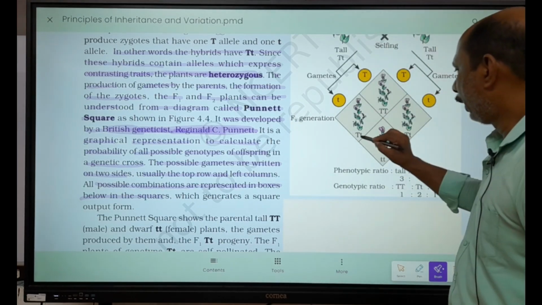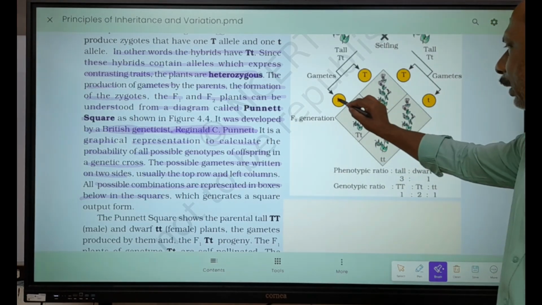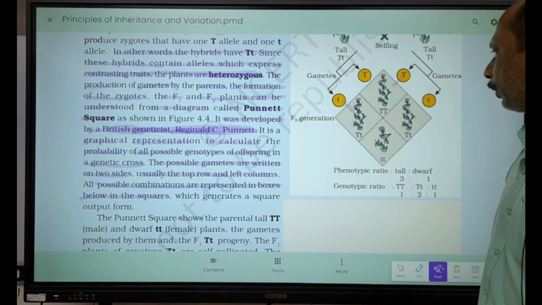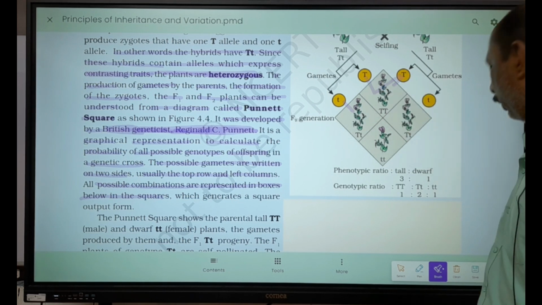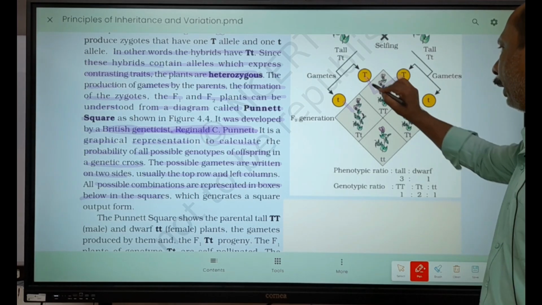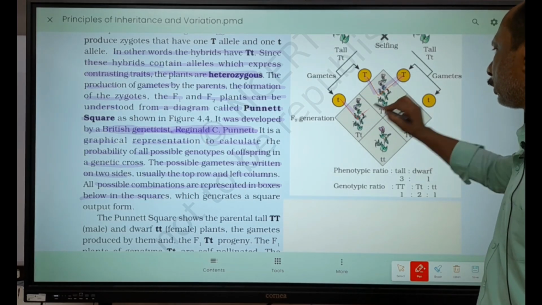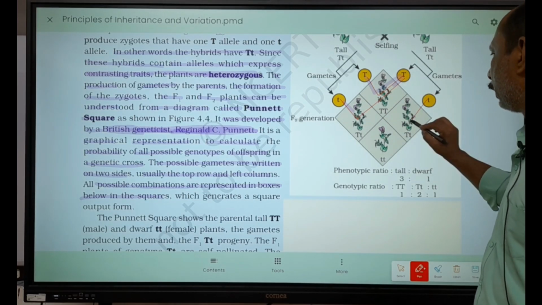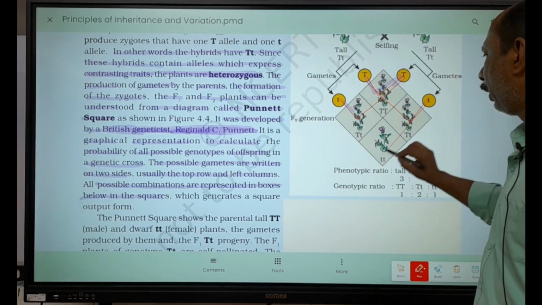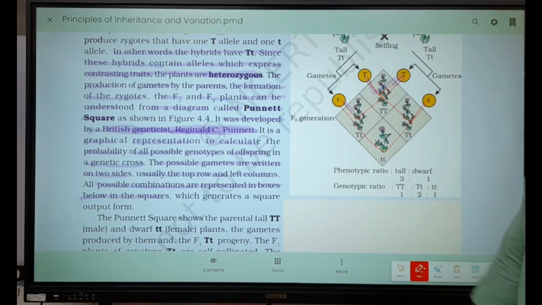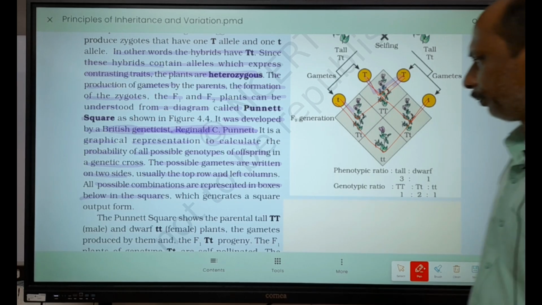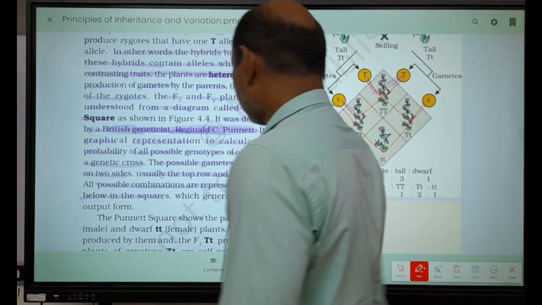You can see here this T, this small t. Capital T, capital T, capital T, small t, and here small t, capital T and small t, that is given here. You understand, right? Which generates a square output form.